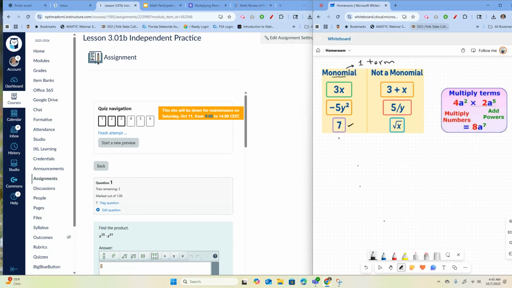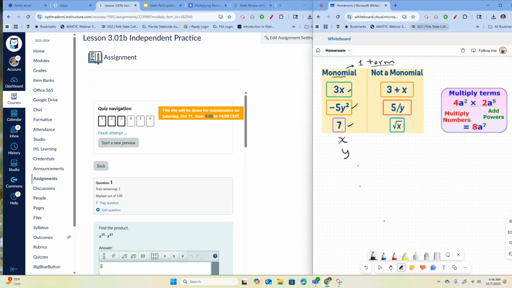Or when you only have a letter, like X, like Y. That will be one term. Or when you have a number and a letter together that are multiplying. So here, when you see 3x, that means 3 times x. In the second example here, negative 5y squared, that means negative 5 times y to the power of 2. So all of these are monomials because all of them are just one term.